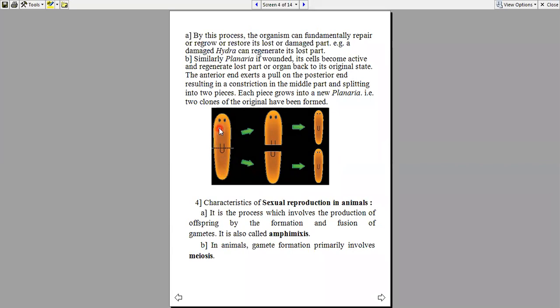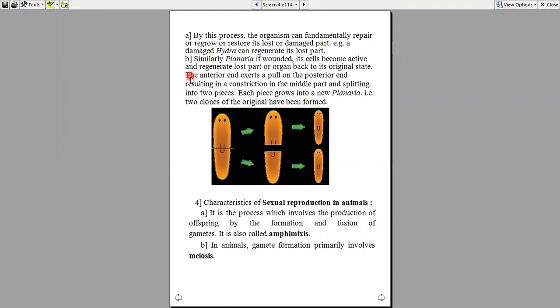Yeah, the anterior part exerts a pull on the posterior and the posterior part exerts a pull on the anterior, due to which the body of the planaria gets divided into two parts. Now this part is very important. Here the anterior part will form a posterior part and the posterior part will form an anterior part. And in this way, from one parent, you get two planarias.